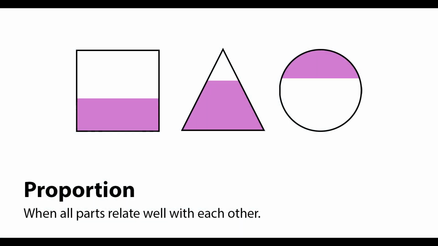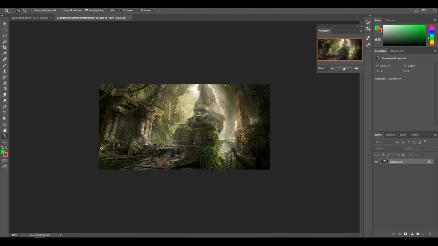Proportion. This is when all parts relate well with each other. This refers to the size of the objects or the human figure. Okay, so look at this artwork here. We could see how everything in this scene really makes sense because of its use of proportion.